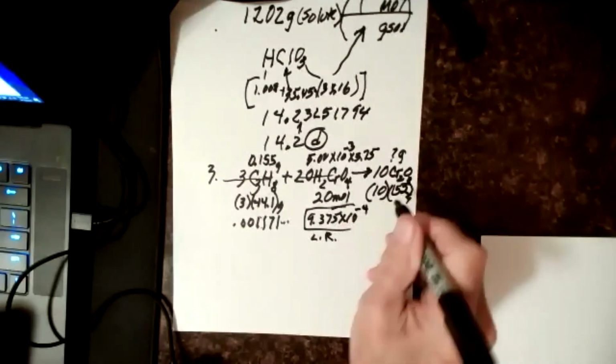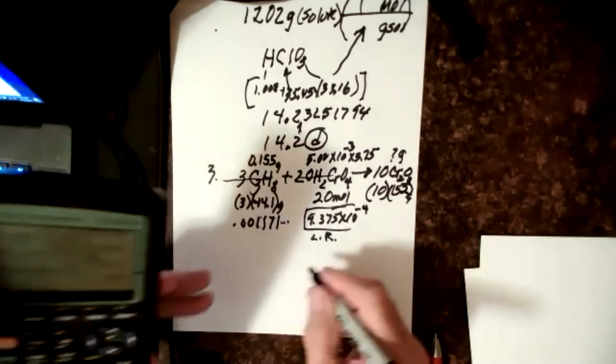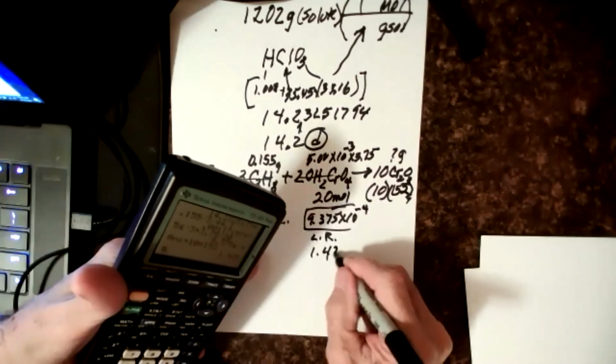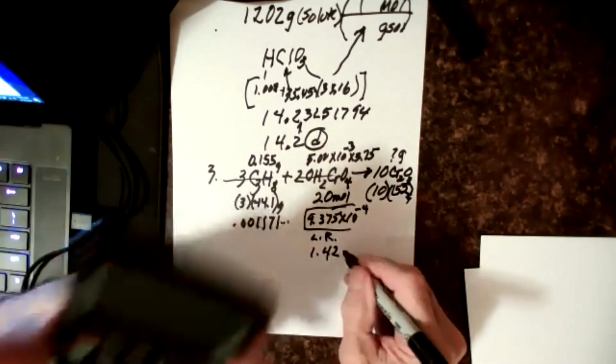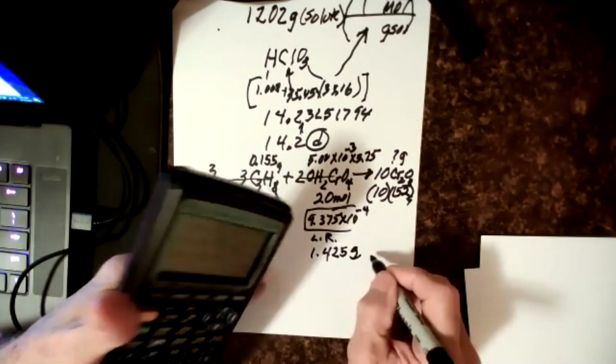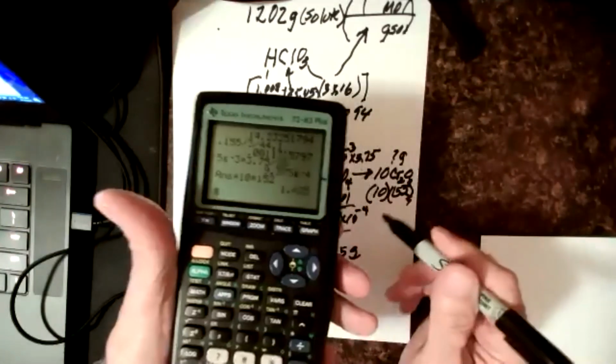So I take that times 10 times 152. So that number times 10 times 152 should be my answer. And I'm getting 1.425, and that'll be in grams. I'm allowed 3 significant figures. My calculator shows no digits after the 5.